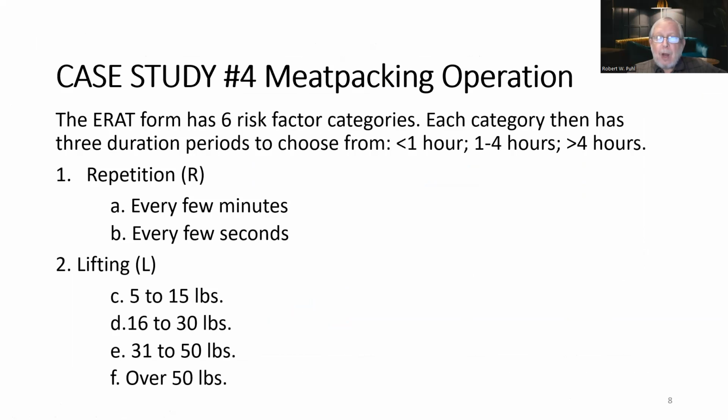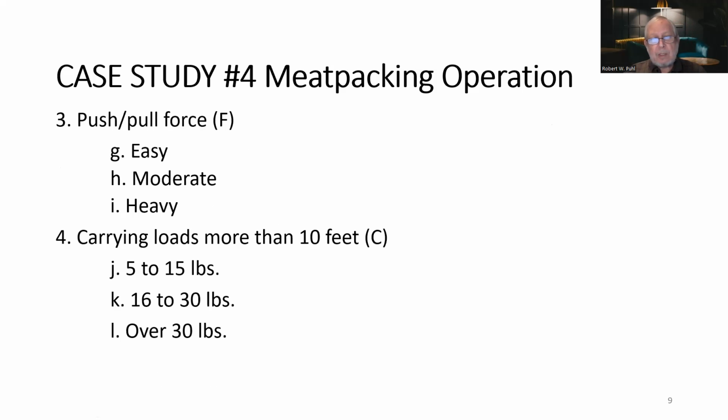Rapid Upper Limb Assessment. So let's take a look at it. So repetition is just two things: every few minutes or every few seconds. Pretty simple. Lifting: 5 to 15 pounds, 16 to 30 pounds, 31 to 50 pounds, over 50 pounds. That's your 4 categories. So it's pretty simple.